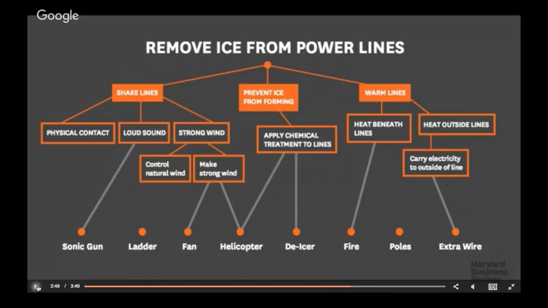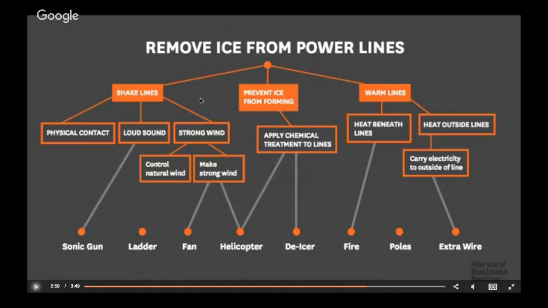Okay, watch what lights up here. Helicopter, make strong wind, shake lines. That line there, that whole chain is a solution. What's the solution? Helicopter, make strong wind, strong. It's better to go the other way around.